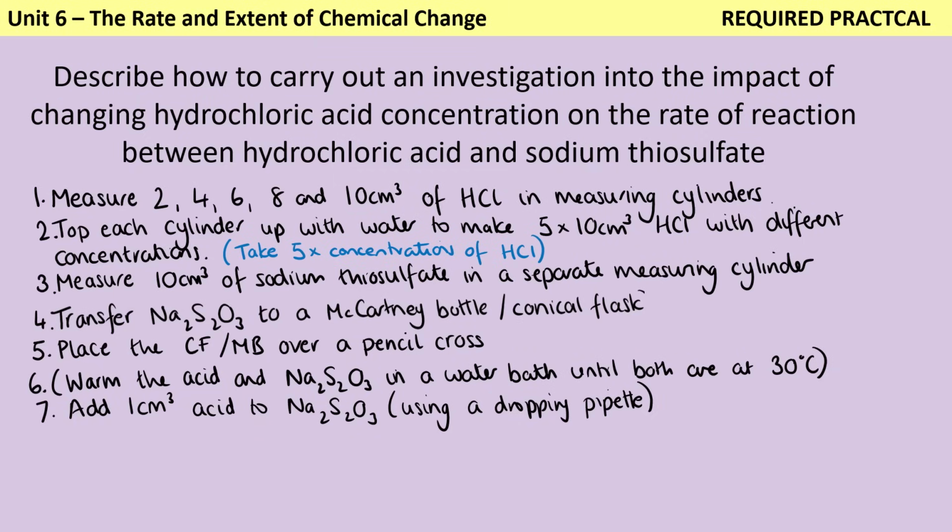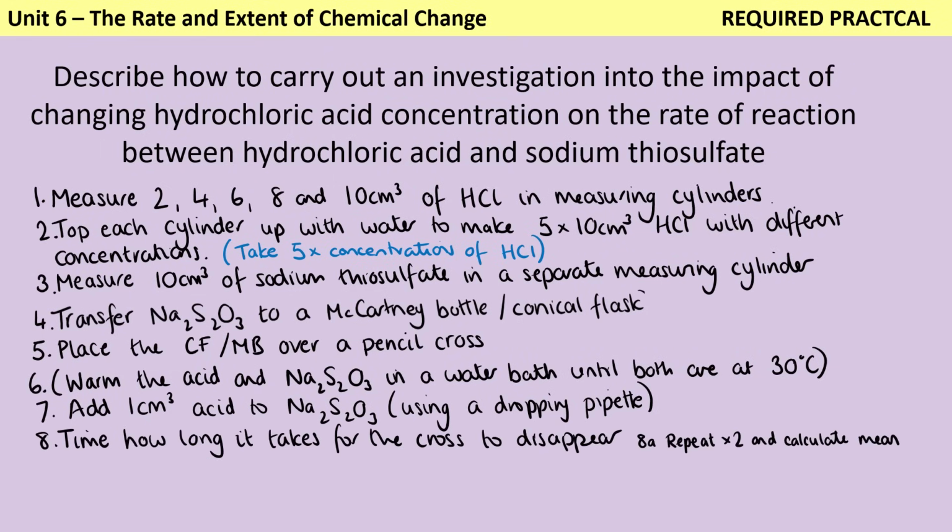If you know this reaction well, you know that if we're doing it in this small volume, we only need 1 centimetre cubed of acid. But if you didn't know that and you'd said add 10 to 10, that would be fine as well. Then you're going to time how long it takes for the cross to disappear. And then you're going to talk about repeating that and then repeating it again with the different concentrations of acid.